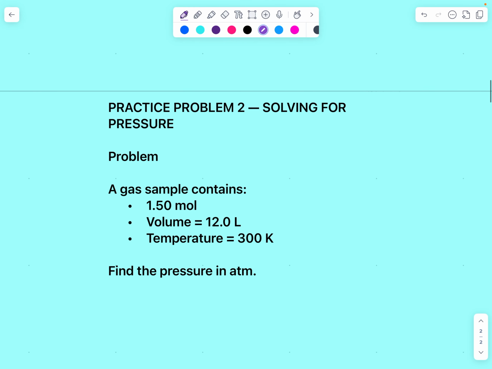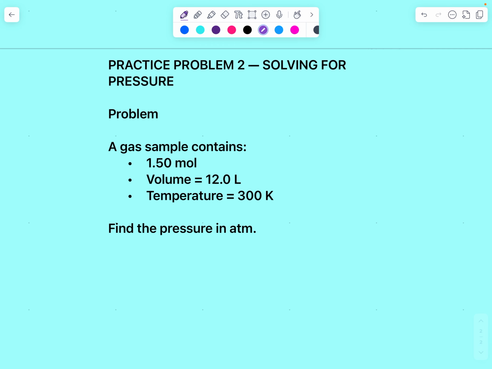Let's try practice problem 2, you guys. A gas sample contains 1.50 moles, volume is 12.0 liters, and the temperature is 300 Kelvin. Find the pressure in ATM. So, I want pressure, and all I know is this formula, PV equals nRT.